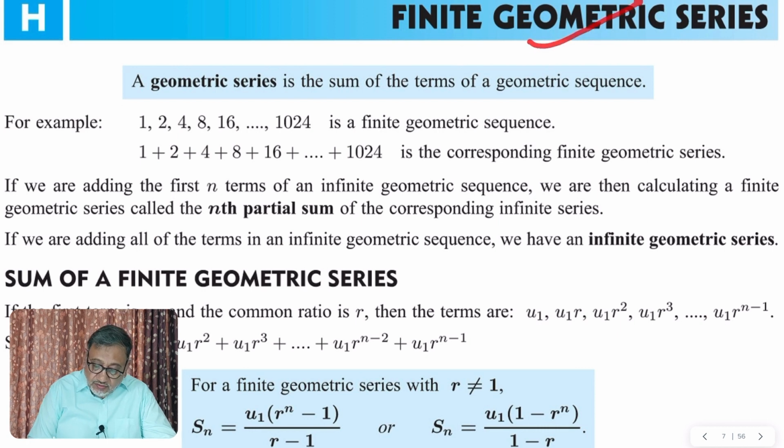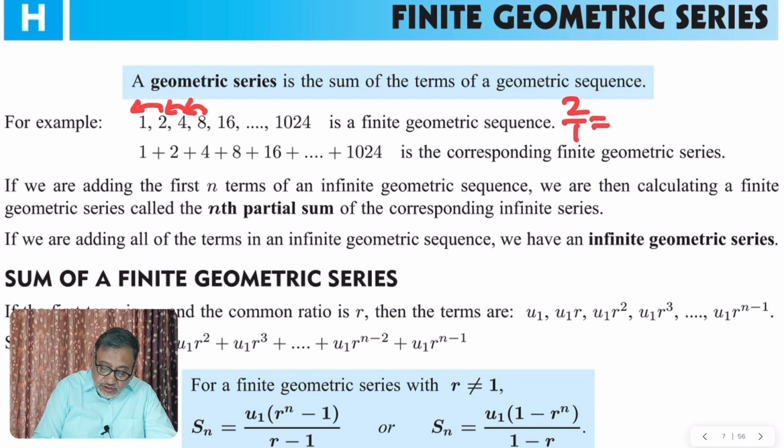Finite geometric series means where we know the last term, that is called finite. And geometric series, you know that there will be a common ratio: second term divided by first term, same as third term divided by second term, same as fourth term divided by third term. So 2 by 1 is same as 4 by 2 is same as 8 by 4, which is 2. And now when you add them, that is called series. So that will be finite geometric series.